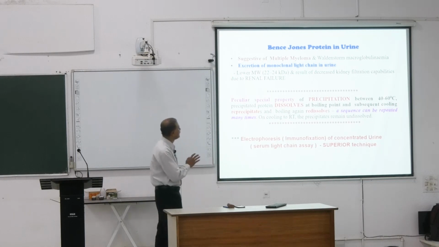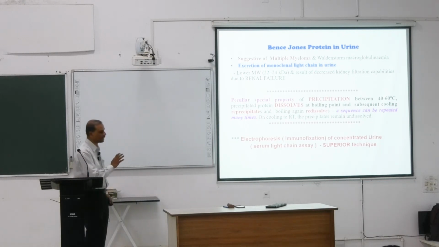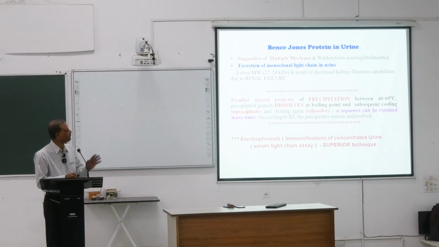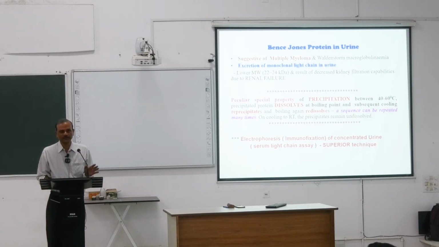So Bence-Jones protein is very characteristic of multiple myeloma until proved otherwise. There is one other condition, Waldenström macroglobulinemia, but that is not common. So in this case, what is Bence-Jones protein? Normally protein doesn't appear in the urine, or it is present in a very small amount, maybe 150 micrograms per 24 hours.